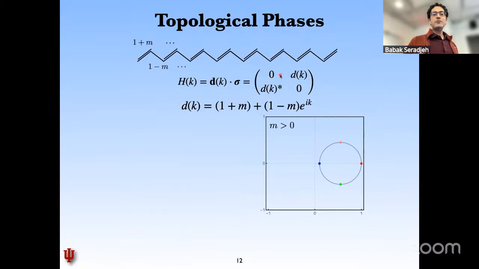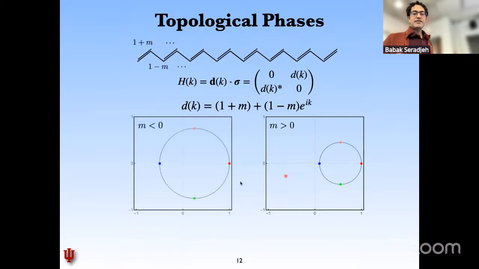There's a sublattice symmetry, which sends every positive energy to negative energy, and that means that the form of the Hamiltonian is the way I've written it here, which anti-commutes with sigma z. So that's the chiral symmetry or the sublattice symmetry of the system. And if I take a positive m, so you can see from the form of this complex number, this is basically a circle centered around 1 plus m with a radius of 1 minus m in the complex plane. And so if m is positive, this is the form, and there's no winding around the origin. If m is negative, on the other hand, there is winding around the origin. So these two cases are distinguished by the winding number.